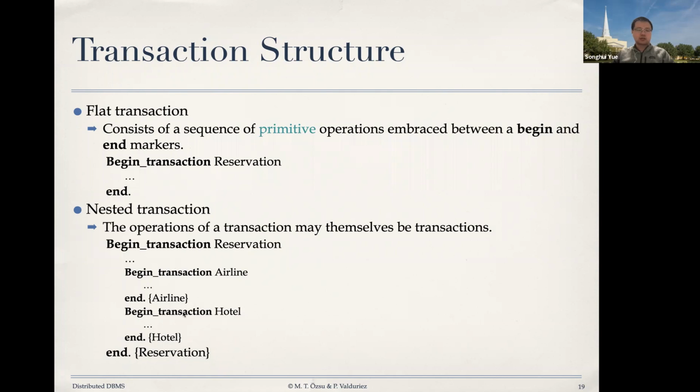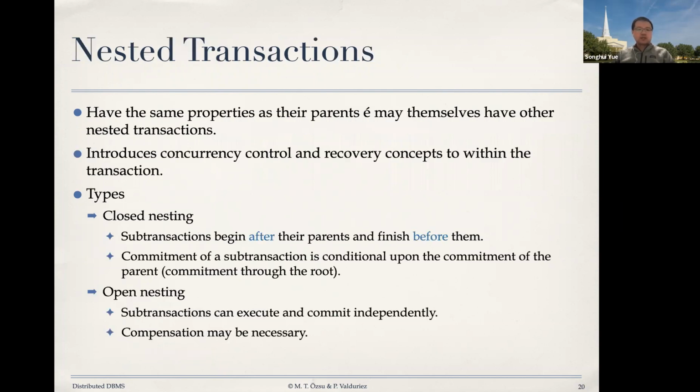The nested transaction similarly uses begin and end markers. All right. Nested transactions have the same properties as their parents and may themselves have other nested transactions, and this introduces concurrency control and recovery concepts within the transaction. The types will be closed nesting and open nesting. For closed nesting, sub-transactions begin after their parents and finish before them. Okay. However, for open nesting, sub-transactions can execute and commit independently. Okay.